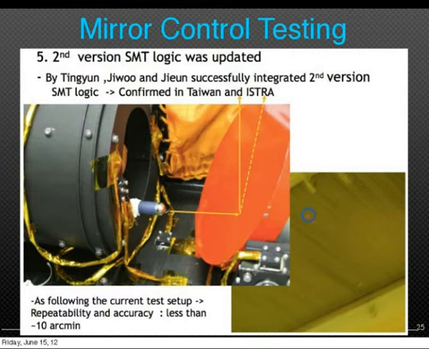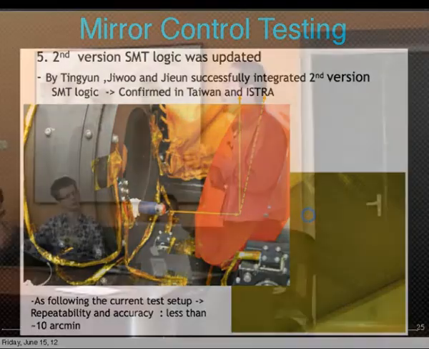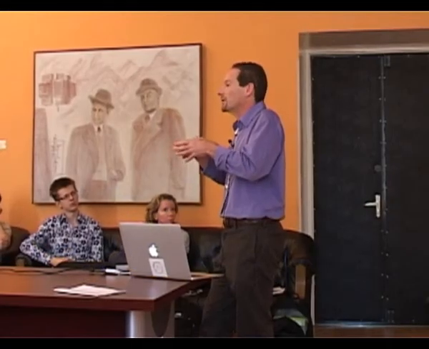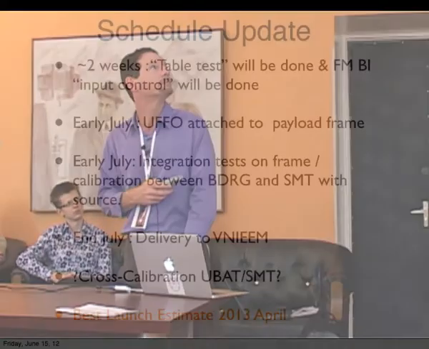I hope that some of our tests are a little bit more sophisticated than this, but here's how we check the repeatability of our pointing for the moment, and getting it down to 10 arc minutes. The idea of our mirror is not so much to point so precisely. We have a 15 arc minute field for our camera. We don't want to point to a single pixel accuracy.